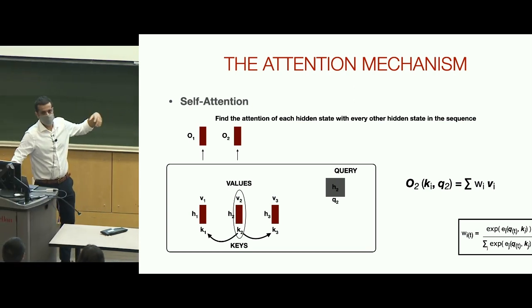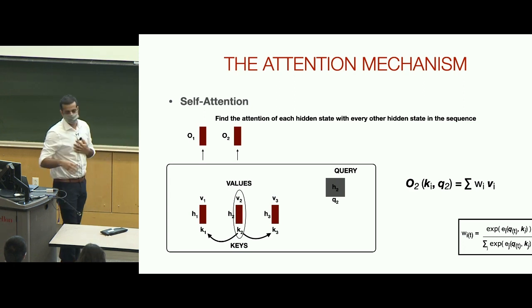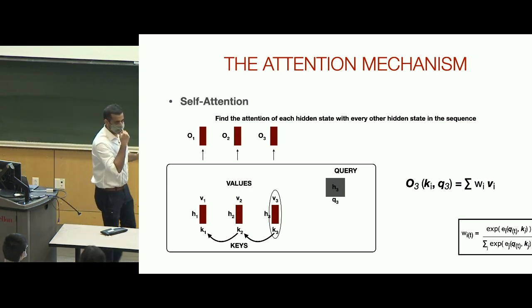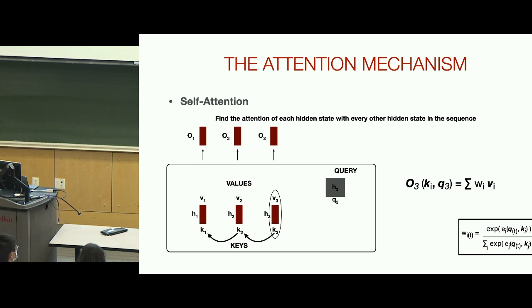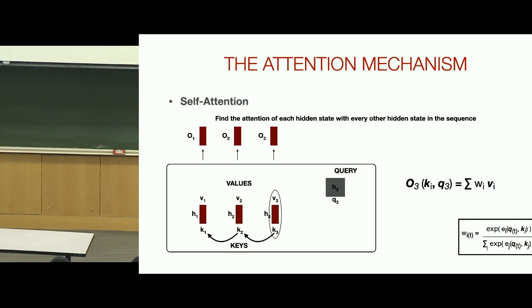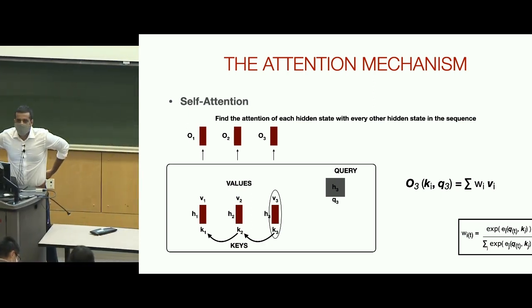We do it again for H2 with all the other hidden states or all the other elements in the sequence, and we do it again for H3. And that is it. That is the self-attention mechanism. It's the attention mechanism applied on a sequence within itself, within the tokens of the sequence itself. Is that clear? Yeah. Ideally, self-attention should be equal to an identity matrix, because the key would be more similar to the key itself and not the other input.